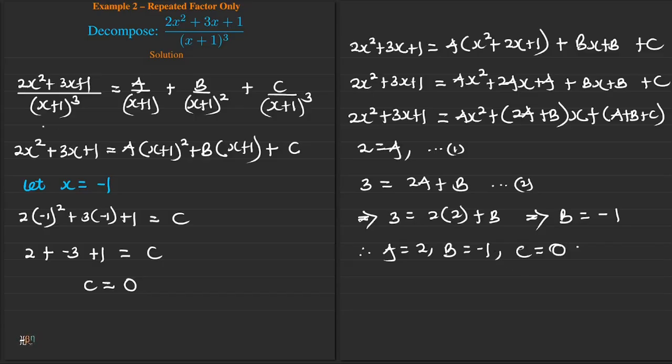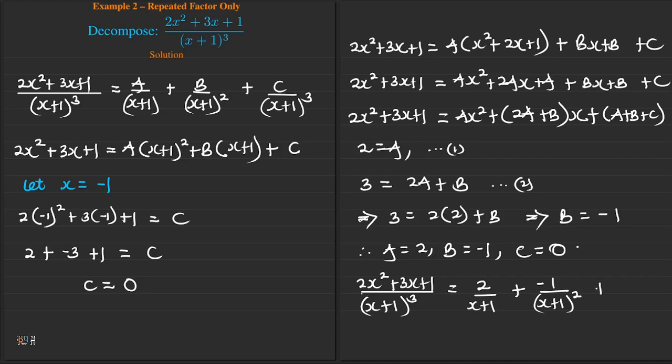So if you want to substitute into our decomposition formula, then it simply means 2x squared plus 3x plus 1 all over x plus 1 all cube is going to be equal to our a, which is 2, over x plus 1, then plus our b, which is negative 1, over x plus 1 all squared, and then plus our c, which is 0 over x plus 1 all cube.